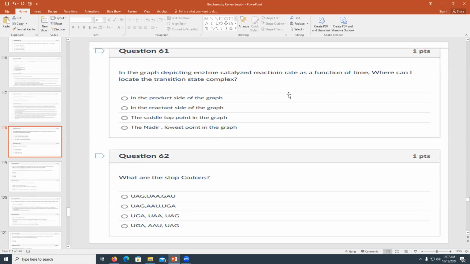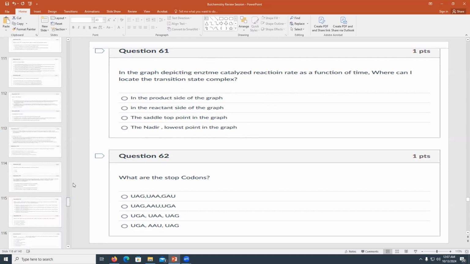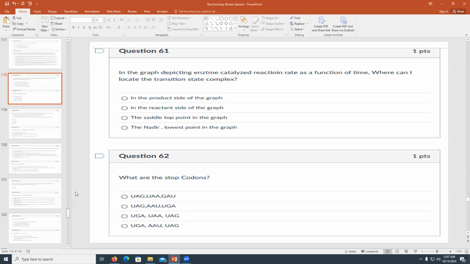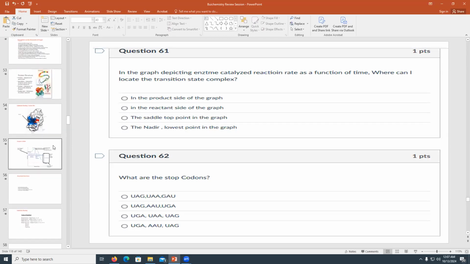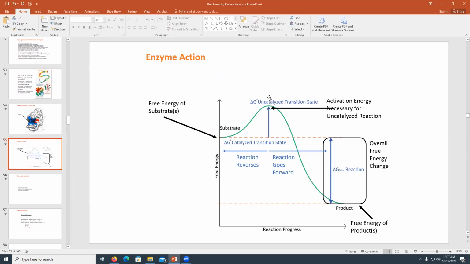In the graph depicting the enzyme catalyzed reaction as a function of time, where can I locate the transition state complex? The transition state complex is at the top. That is the activation energy, that long. Let me see if I can find what slide it is. It's 118. That is here, that's my saddle. That's my transition state complex.